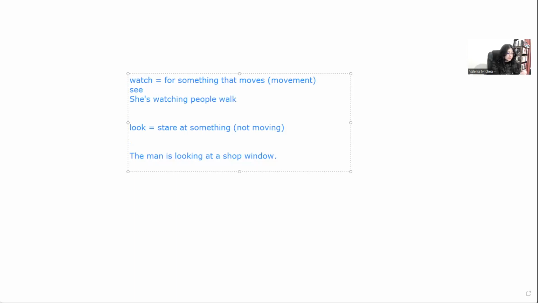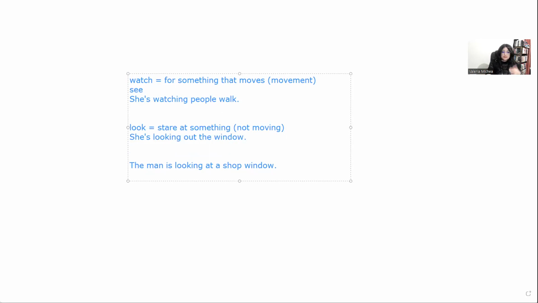She's watching people walk. Or if she's not looking at something specific, not people, she's just looking out the window. That would be the difference. In the second one, we mean that she's looking anywhere, not specifically paying attention to something. In the first one, we mean that she's watching people, like she's paying attention to people move. That would be it. All right, so that's the difference between watch, look, and see.